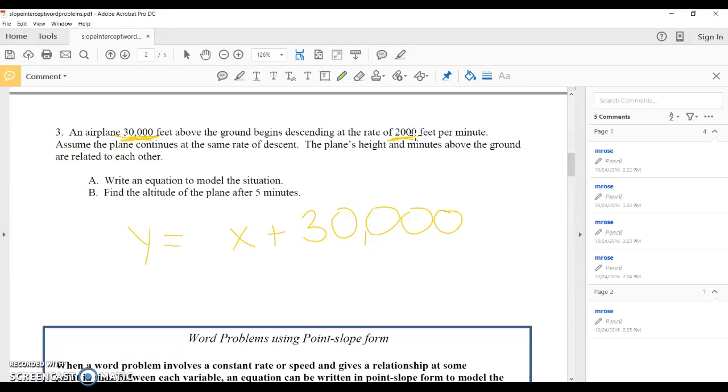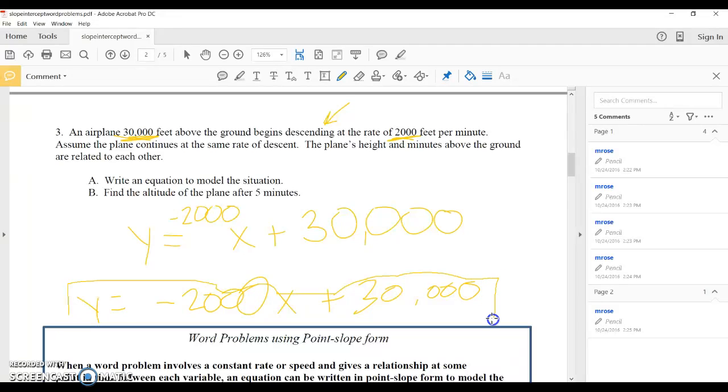Now, I don't want to just put 2,000, because what direction are they going? They're descending. So what would descending mean to me? I'm not going to go positive, I'm going to go negative 2,000. Let me write that a little bit better because I didn't give myself enough room. My rate of change would be negative 2,000x plus 30,000. That's how I model these problems.